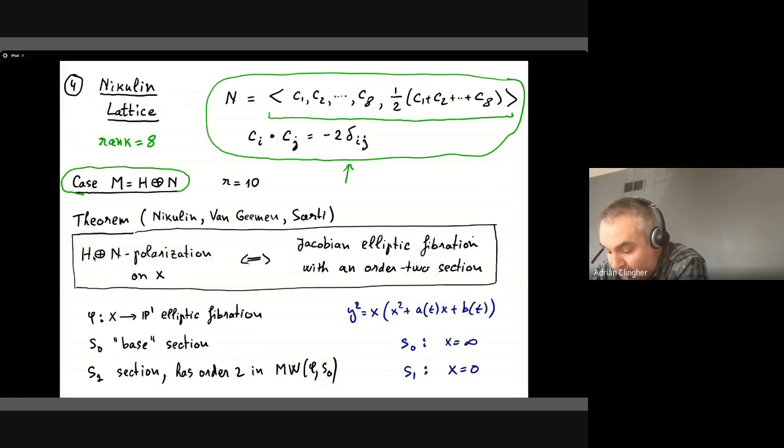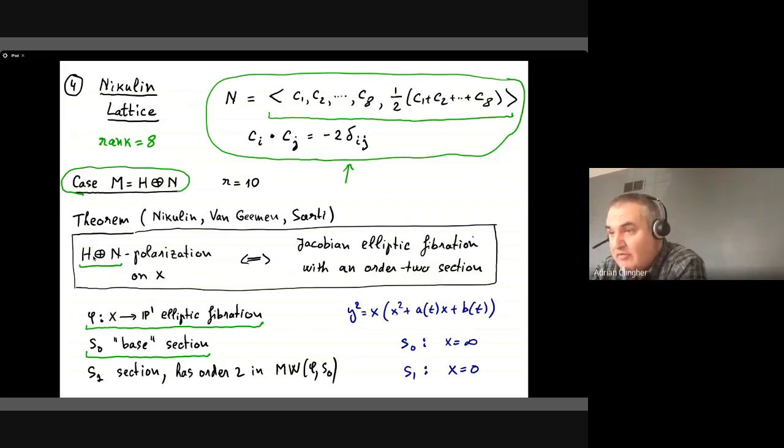Every such polarization of this type, hyperbolic plus Nikulin, is equivalent with a Jacobian elliptic fibration on the K3 surface with an order 2 section. So what does that mean? It means I will have an elliptic fibration like before with a section, which I'm going to refer to as a base section. But then there will be a second section appearing.